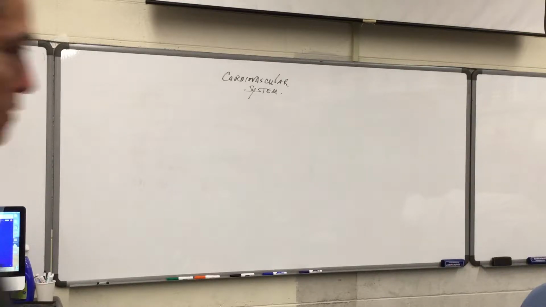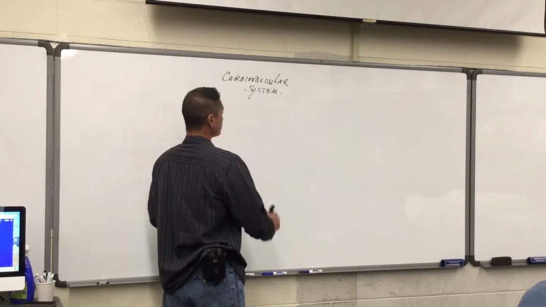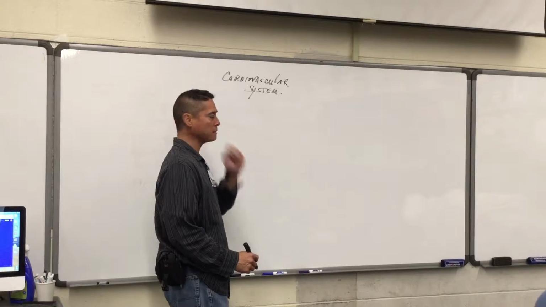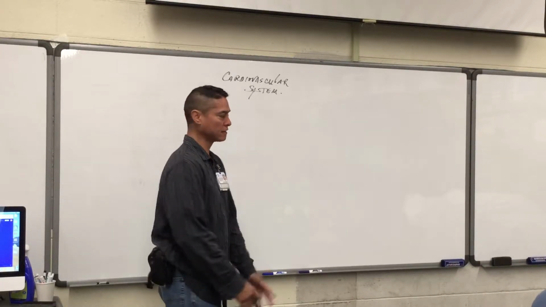All right, let's go over the cardiovascular system. So this includes blood vessels. This includes the pump or myocardium. This includes the blood or the volume that's circulated throughout the body.